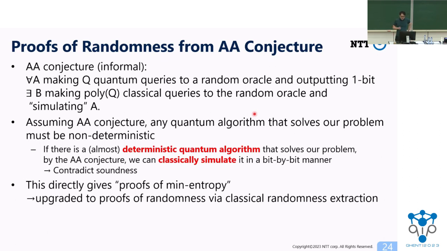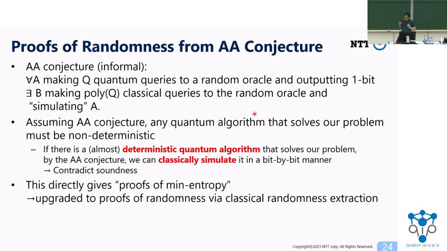So we will construct proofs of randomness in the quantum random oracle model, assuming that the Aaronson-Ambainis conjecture is true. So let's recall what the Aaronson-Ambainis conjecture is. The informal statement is the following. For any A that makes Q quantum queries to random oracle and outputs 1 bit, there is a B that makes poly(Q) classical queries to random oracle and simulates A. So this is the Aaronson-Ambainis conjecture.